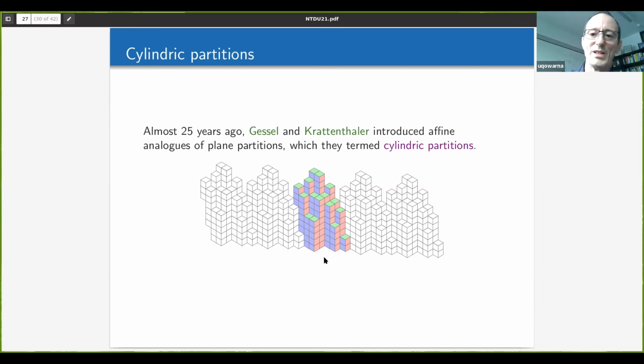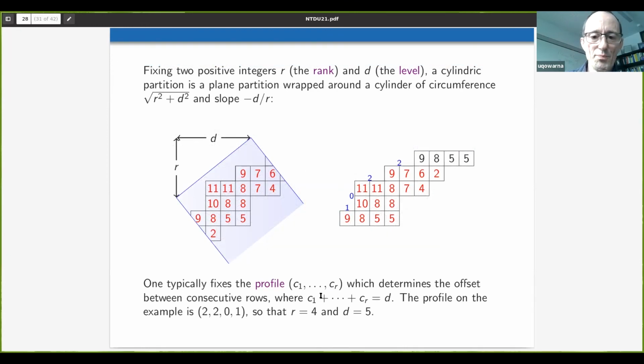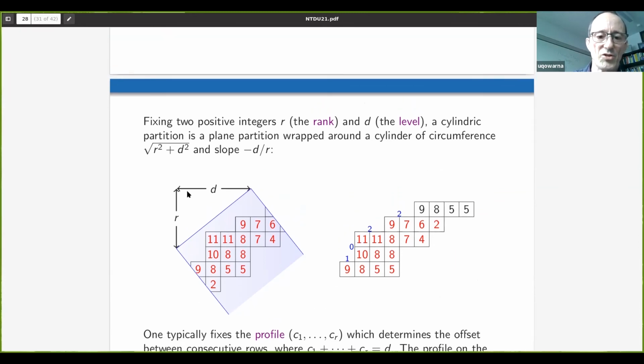I haven't really formally defined for you what it is, but hopefully you get some feel for what a cylindric partition looks like. And this profile here encodes these offsets. So a profile here would be 2201, and that just tells you how much each of these rows is shifted compared to the next row. And this D here, this level, is just the sum of these offsets. You can see that in this picture here.